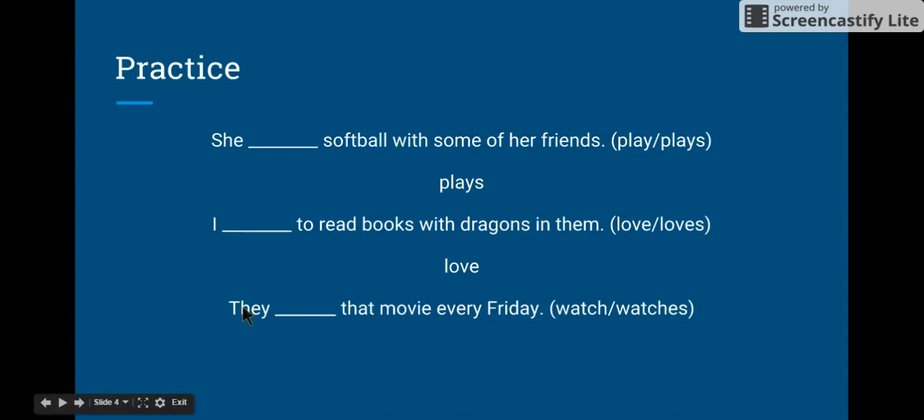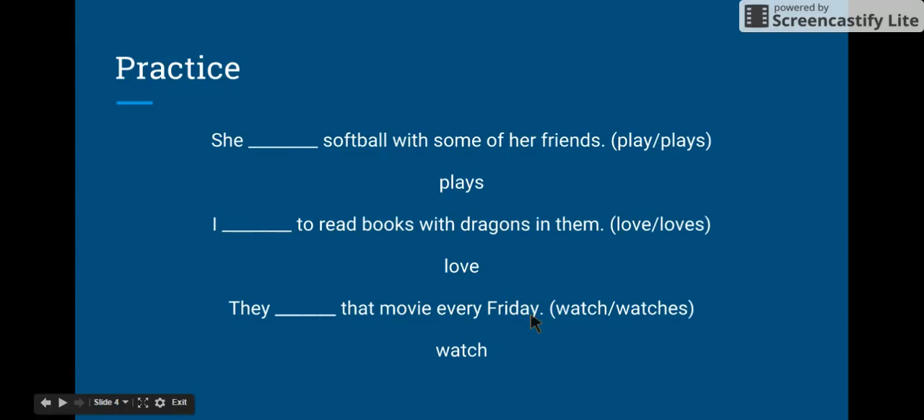And then our last one says, they blank that movie every Friday. They watch or they watches. I know that the pronoun they does not need an S. So it would be they watch that movie every Friday.